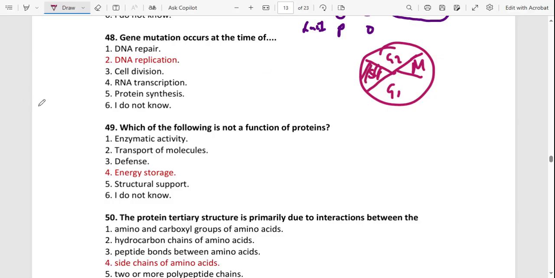Which of the following is not a function of proteins? Enzyme, that's true. Transport molecules, that's true. Like for example, in the cell membrane, you have got these transporters for ions. Defense, that's true.